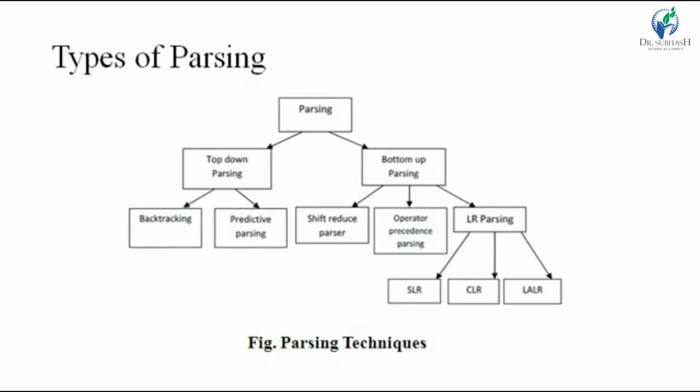There are two kinds of top-down parsing: backtracking and predictive parsing. Bottom-up parsing includes the shift-reduce parser, operator precedence parser, and LR parsing. There are three different methods in LR parsing: SLR, which is simple LR, CLR, which is canonical LR, and LALR, which is look-ahead LR.